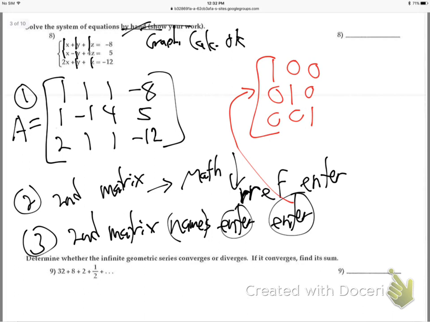Has anybody got it? What's the answer on the right side? -4, -5, 1. Thank you. That's what I remember from last hour, so that must be right. So this is our answer. This is X, Y, and Z. We're done.